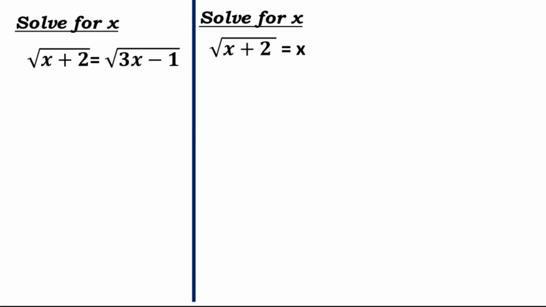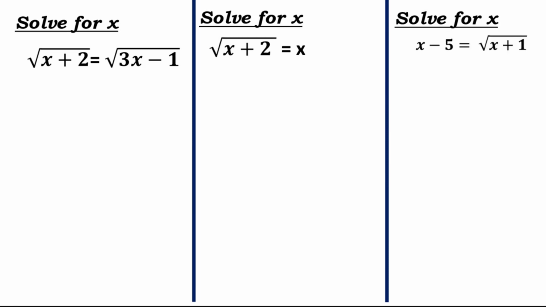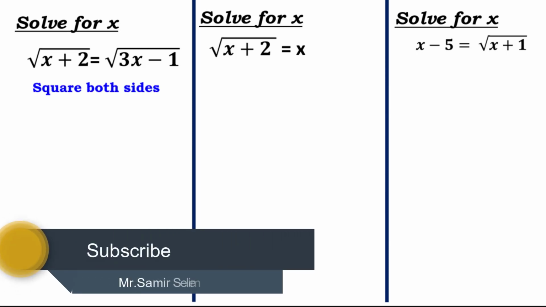Next, radical x plus 2 equals x. And we have here finally x minus 5 equals radical x plus 1. And number 1, radical x plus 2 equals radical 3x minus 1. Just square both sides. We will get here the expression inside the radical or inside the square root.